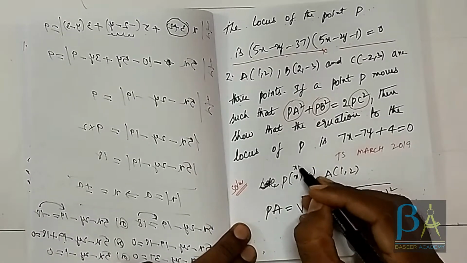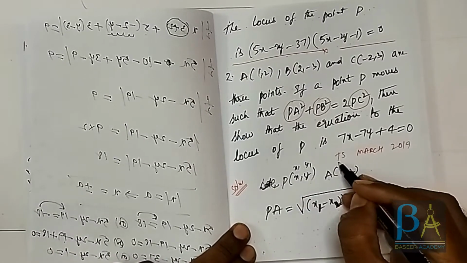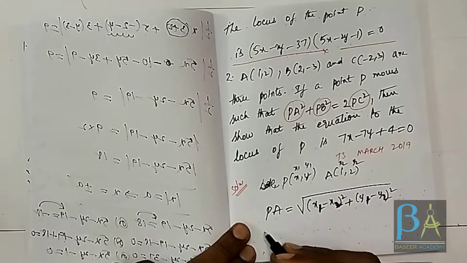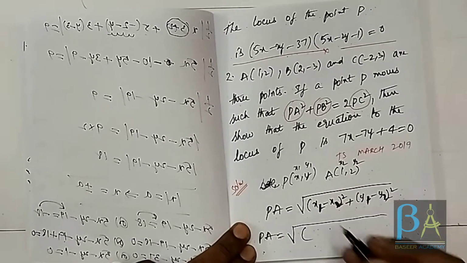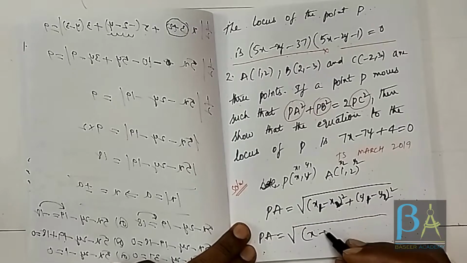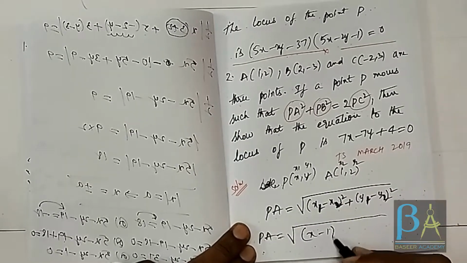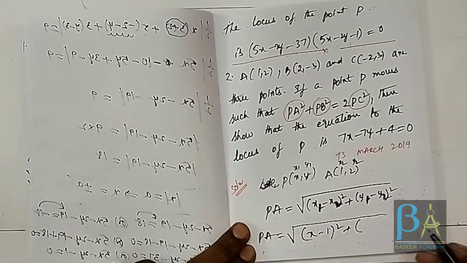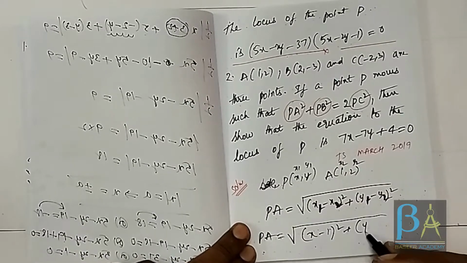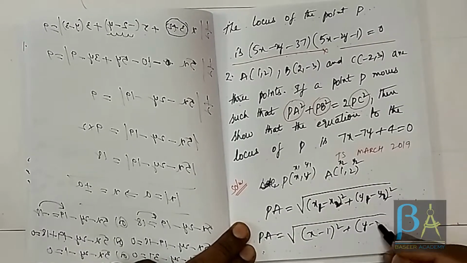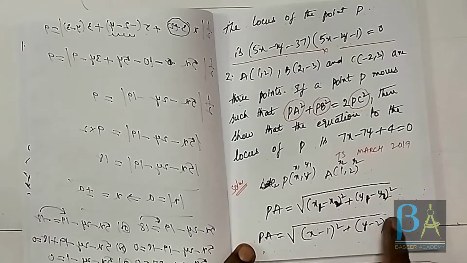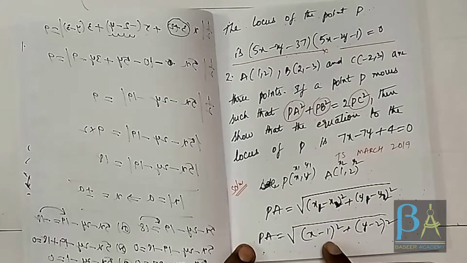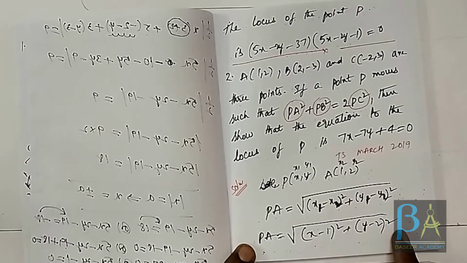Now, this is our x1 y1 and this is our x2 y2. So what is PA going to be? In place of x1, I'm going to write x, keep the minus sign. In place of x2, let us write 1. In place of y1, let me write y, and then in place of y2 let me write 2 here. Now you can see for yourself PA is going to be square root of x minus 1 whole square plus y minus 2 whole square.